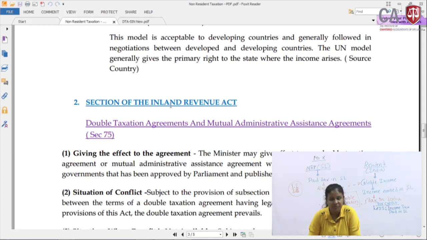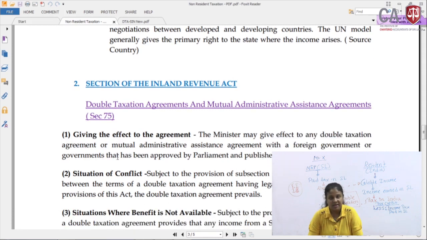Sections of the Inland Revenue Act with reference to avoiding double taxation. Double taxation agreements and mutual administrative assistance agreements, section 75. The Act itself gives effect to the agreements. First one, giving effect to the agreement. The minister may give effect to any double taxation agreement or mutual administrative assistance agreement with the foreign government or governments that has been approved by the parliament and published in the gazette.